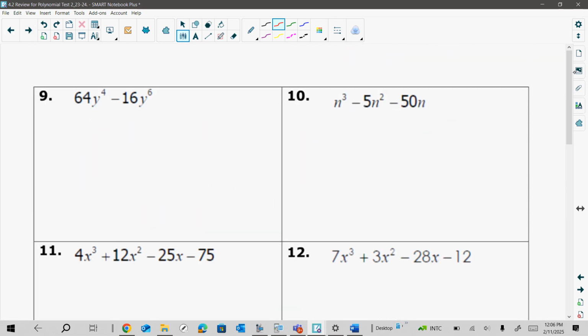Same thing on number 9. It is a difference of squares. Okay. The key is 2 terms and a subtraction.